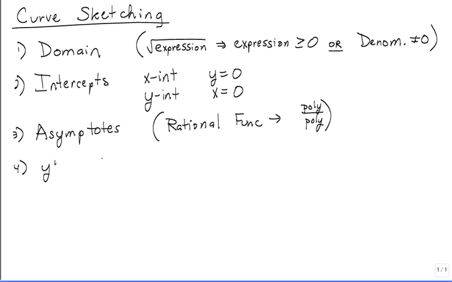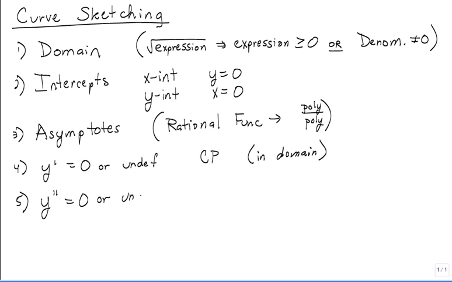Then you find y prime and set it equal to 0, or find out where it's undefined to get the critical points. And again, these are points in the domain. These points have to be in your domain, or else you don't look at them. Well, this isn't a separate step. Well, yeah, let's make it a separate step. Finding the second derivative, set it equal to 0, or find out where it's undefined, gives you the possible inflection points. Again, these have to be in your domain.